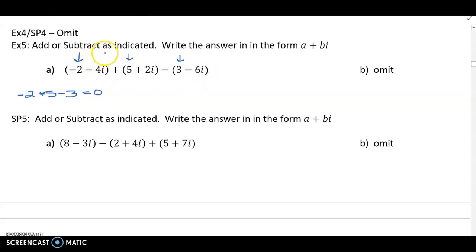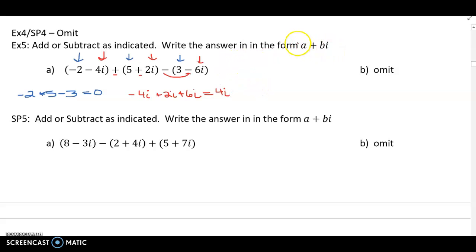We're going to do -4i plus +2i, which gives us -2i, and then minus -6i, which really becomes +6i. So I'm going to write all that down so we don't have to remember it in our head: -4i plus 2i, and this negative creates +6i. If we work that out, we get 4i.